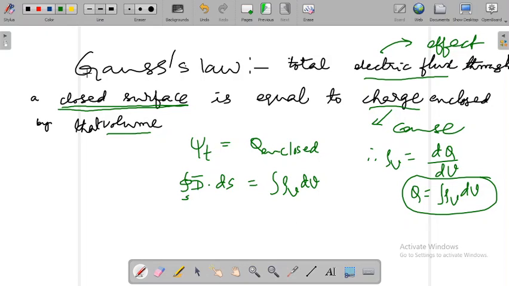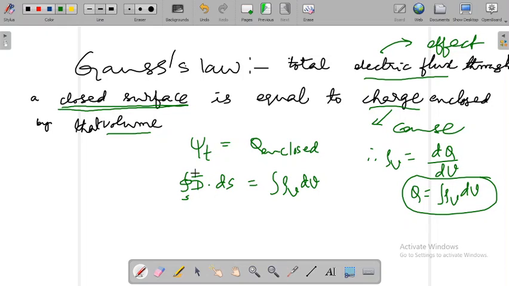Here the flux is in terms of the flux density and the charge is in terms of the charge density. From this equation, we can observe that one is a closed surface integral and this one is a volume integral. In order to relate these parameters, we need to convert the closed surface integral into a volume integral. For that we need to apply the divergence theorem. Divergence theorem is used to convert a closed surface integral into a volume integral.